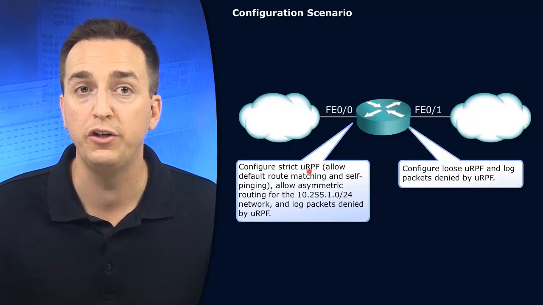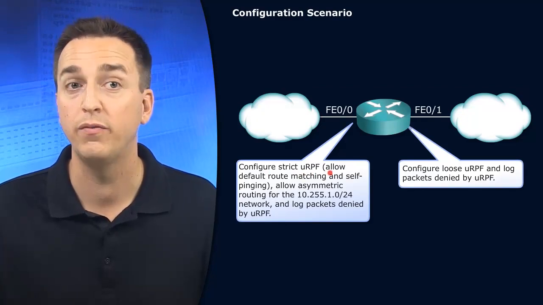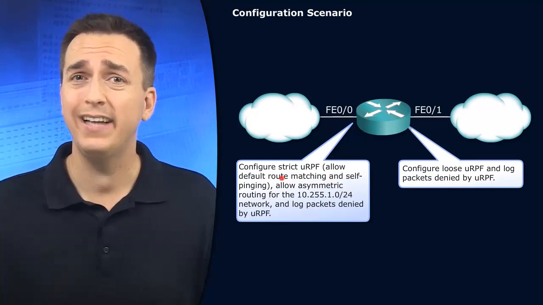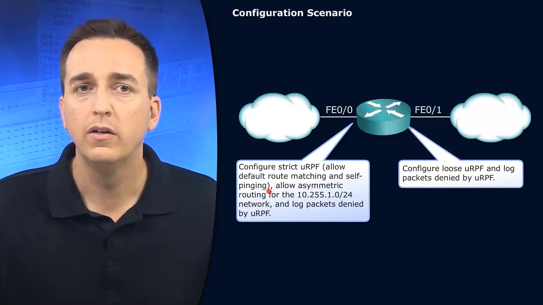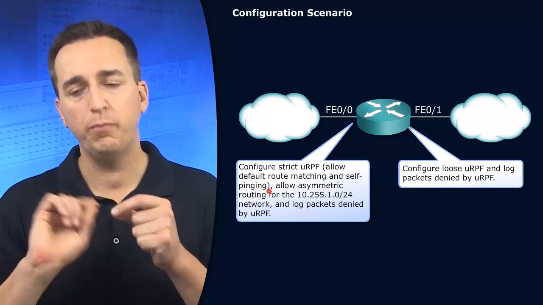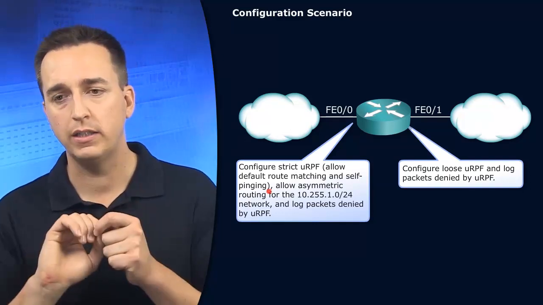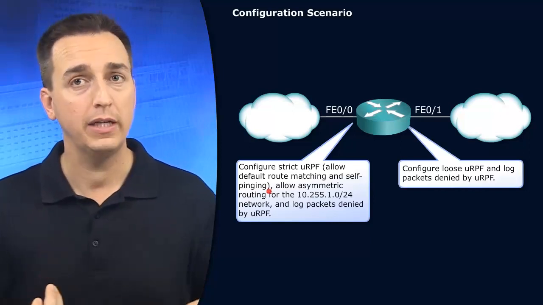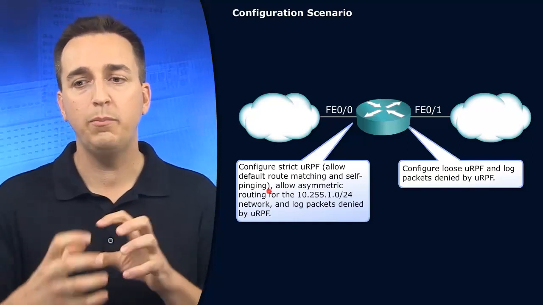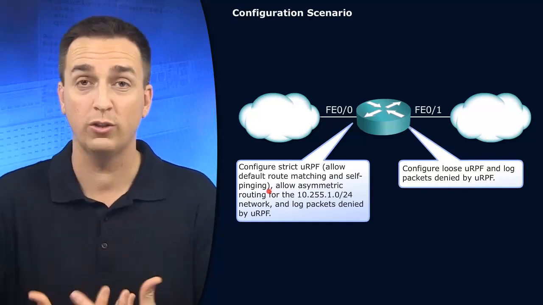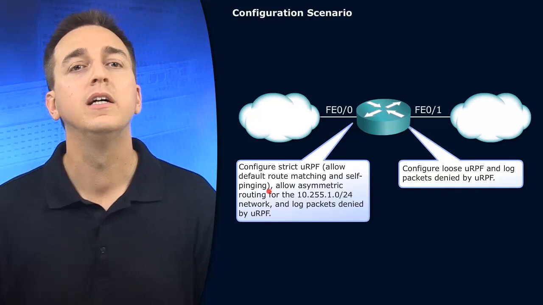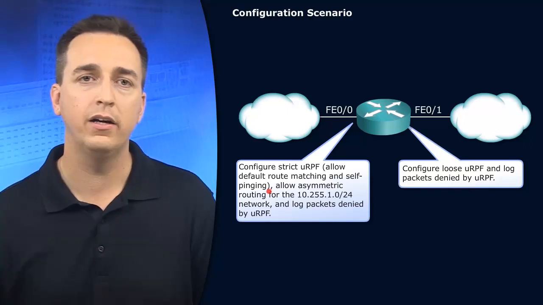The other configuration we wanted to do here was to configure strict unicast reverse path forwarding. However, we want to allow default route matching and self-pinging. Self-pinging, well, that makes sense, because how does a self-ping work? A self-ping is a loopback, so you're sourcing an address from yourself and it's looping back. That would trigger a violation for unicast reverse path forwarding, because the packet's not sourced from an external address, it's actually sourced from yourself in this particular case. So if you want to do self-pinging on an interface, then you'd have to allow that in. We'll see that in our configuration.